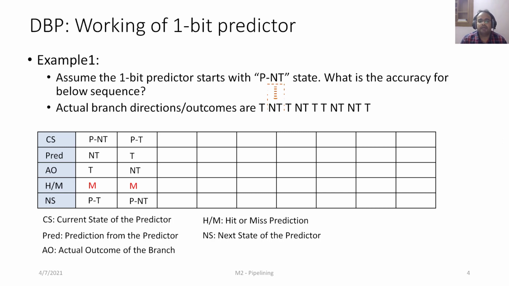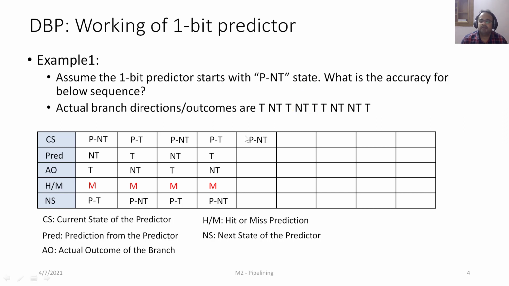For the third time, we are going to start with PNT. We are going to predict not taken, but the actual branch outcome is found to be taken, and again there is a mismatch, so we transition to predict taken. For the fourth instance of the same branch, the branch predictor is in PT state and it would predict taken. But if you look at the actual branch outcome, it is not taken. That is leading to another misprediction, and because of this misprediction, we are going to transition to PNT.